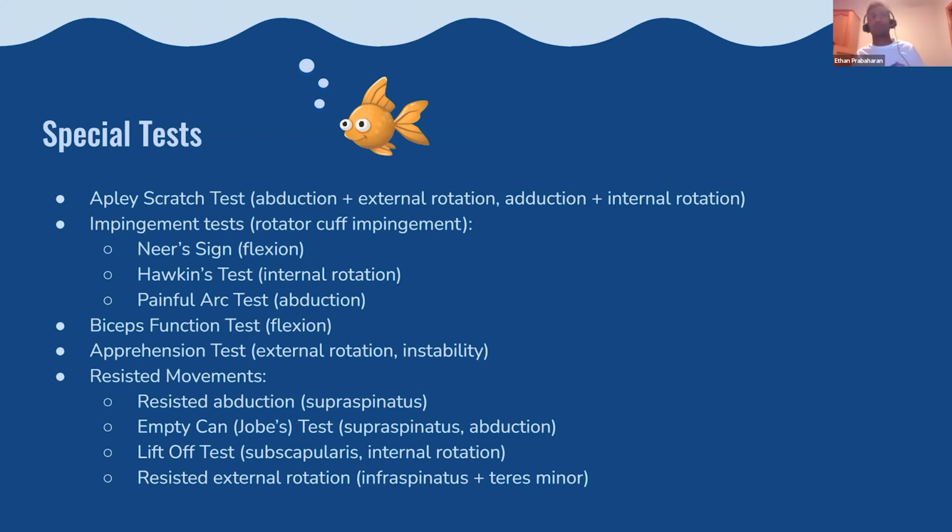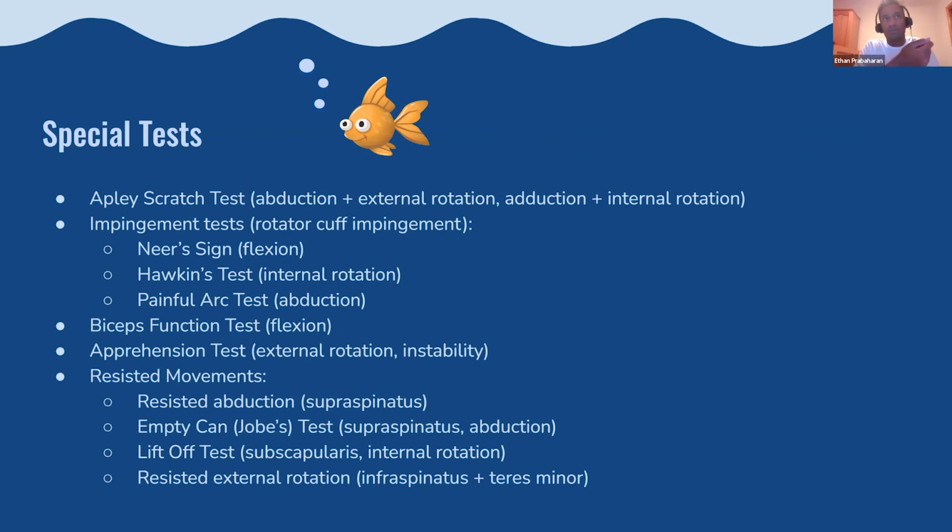So we start with the Apley scratch test, and basically this is where you touch your opposite scapula from either side of your neck and around the back. And the movements of that testing are abduction and external rotation, and adduction and internal rotation. So it depends whether you reach across like this or this, they're different movements, right? But think about the muscles that perform those different movements at the shoulders.